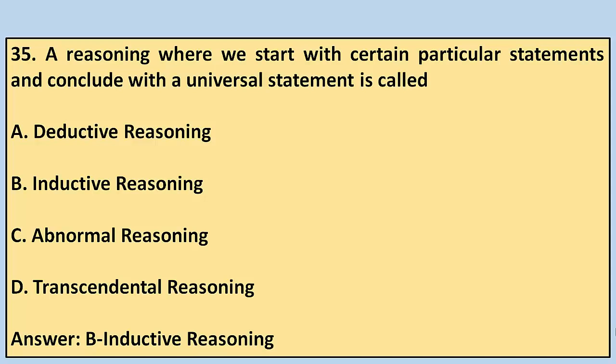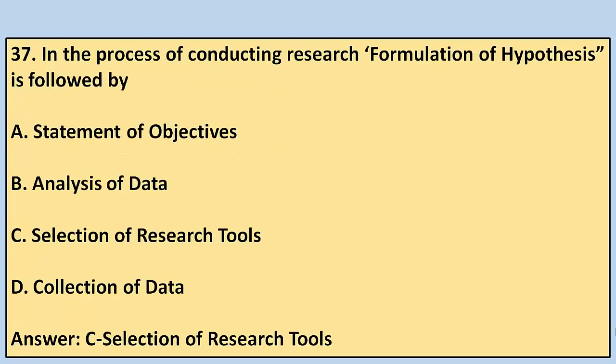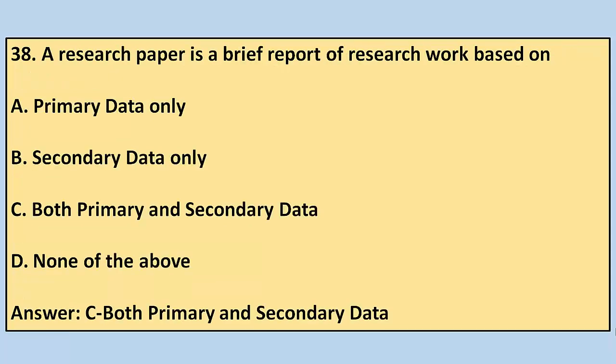A reasoning where we start with certain particular statements and conclude with the universal statement is called deductive reasoning, inductive reasoning, abnormal reasoning, transcendental reasoning. Answer is B. Inductive reasoning. The essential qualities of researcher are, answer is D. All the above. In the process of conducting research, formulation of hypothesis is followed by statement of objectives, analysis of data, selection of research tools, collection of data. Answer is C. Selection of research tools.